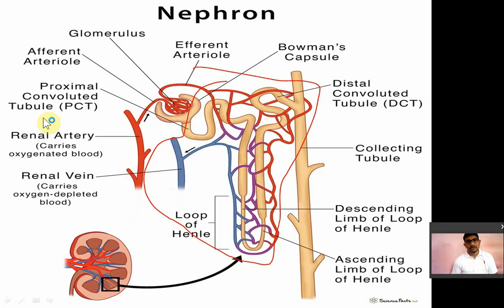So that's why whatever is important for the body is reabsorbed from the tubules, and that is done by the capillary network present around the tubules. There are different processes: they are selectively reabsorbed, actively absorbed, or actively secreted. What is important is reabsorbed.